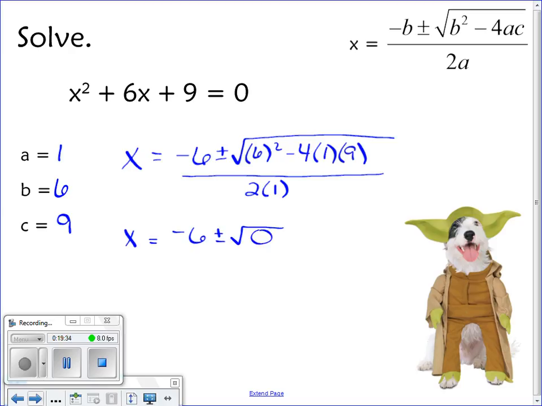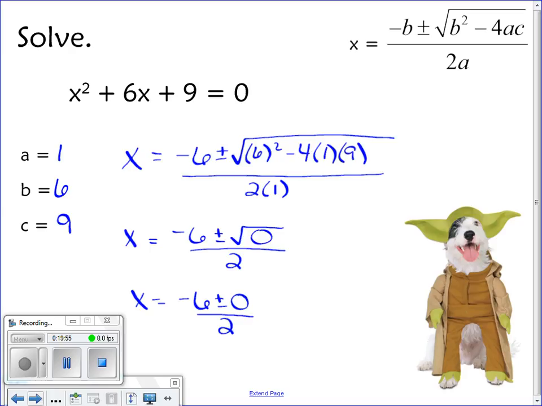Okay, but you got 0 when you cleaned up underneath there? Okay, all over 2. All right, let's talk real quick. You guys like to leave radical 1 stuck on the thing all the time, right? What's the square root of 0? It's 0. So really I have x equals negative 6 plus or minus 0 over 2.